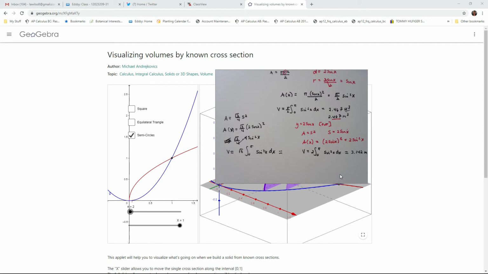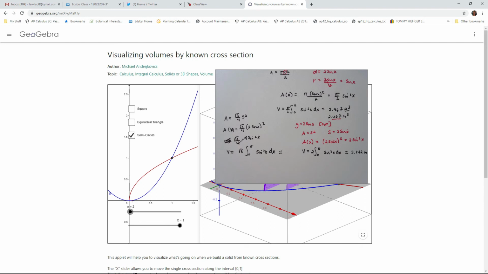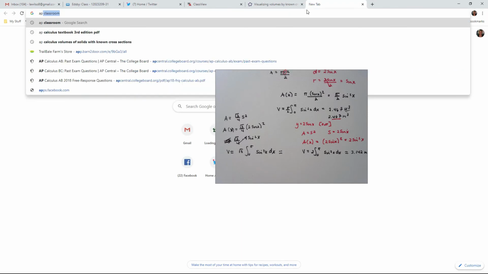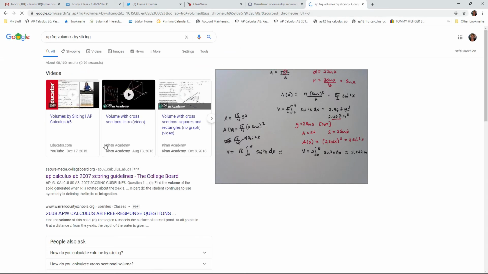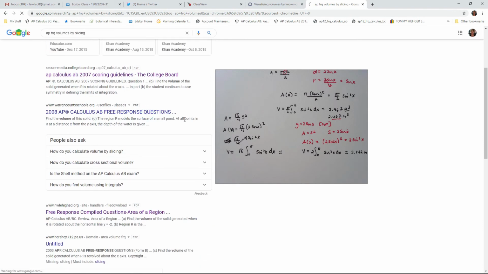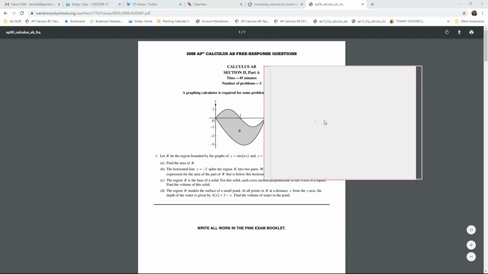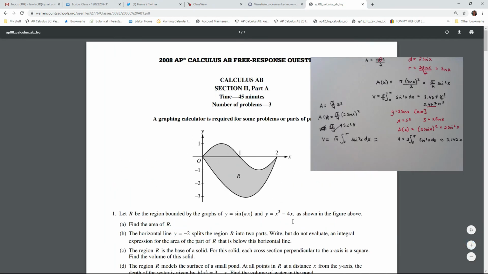All right, let's do area between two curves. So earlier, let me see here. Here. So let's see. AP, FRQ, volumes by slicing. And I don't know. Let's just choose this one. I think we did this problem in class. This is quintessential, and I'm just going to blow this up.